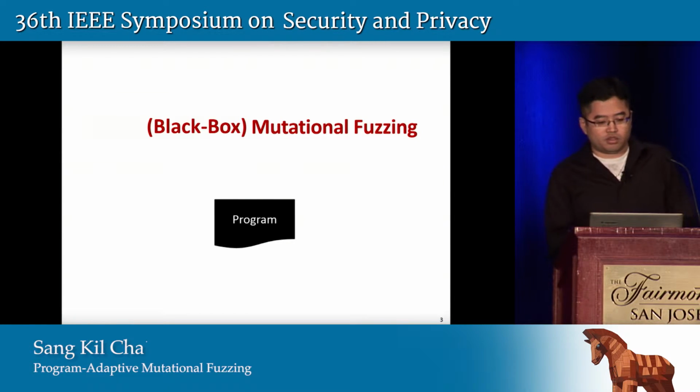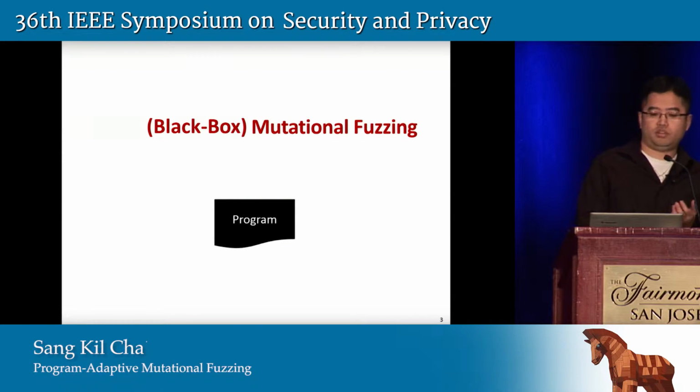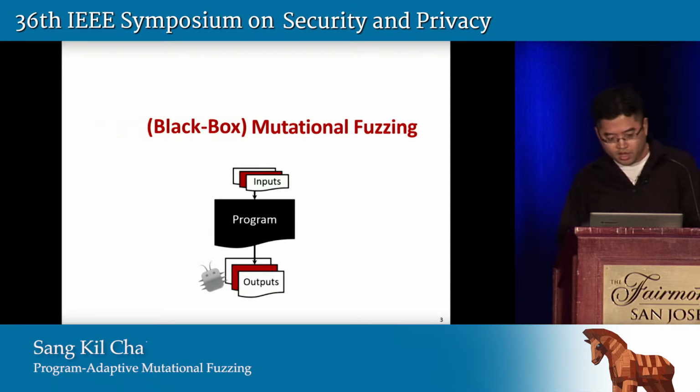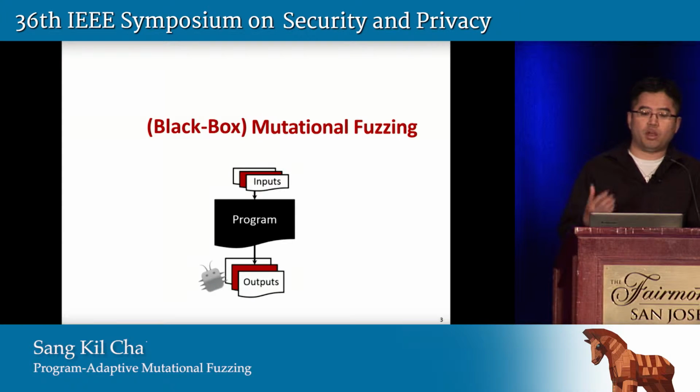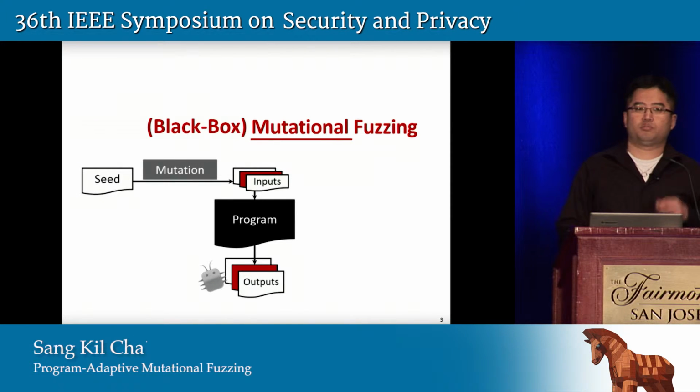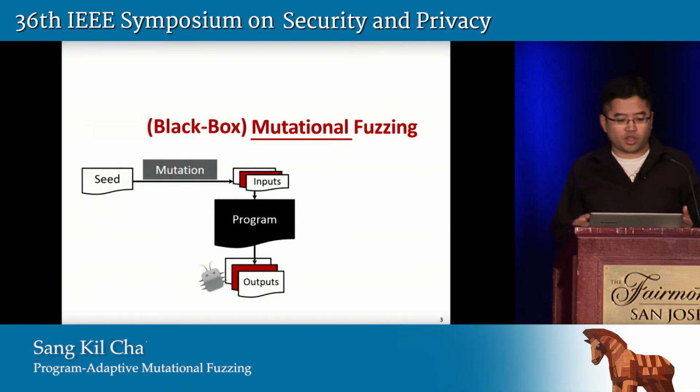The way it works is to iteratively run this program with a series of different inputs and observe the outputs. And if the program crashes, then we know that the corresponding input is buggy input. We say mutational fuzzing because we generate test inputs by mutating a given seed, which is typically a well-structured input.